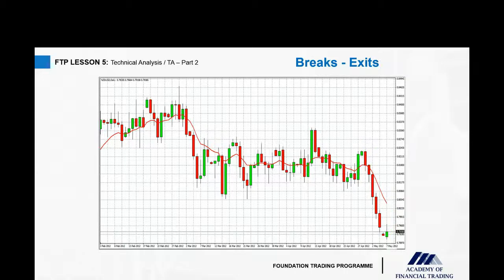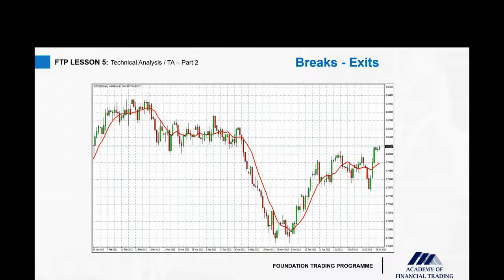We look at NZD USD once more. This would be a nice one. You would have entered there in the breach through the moving average, and you would have exited right here. You would have taken all of that profit. It's a nice way of trailing in that sort of area.